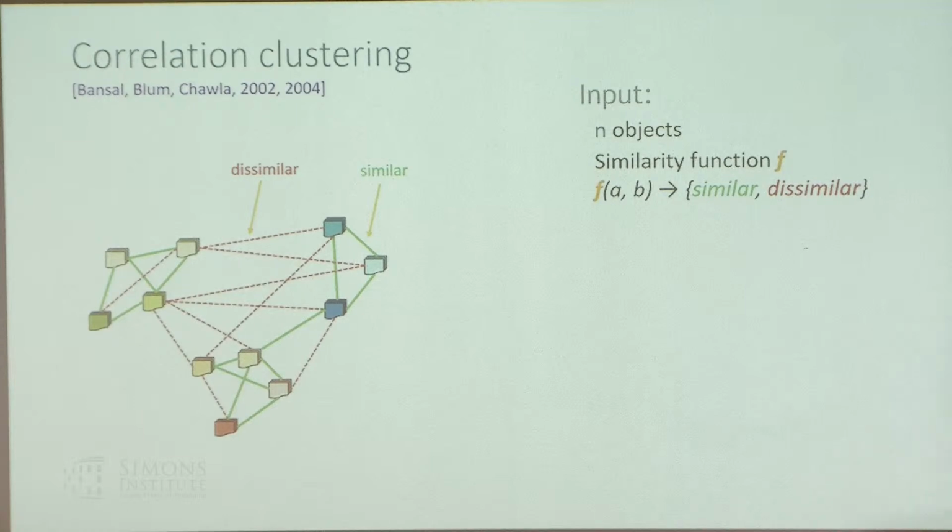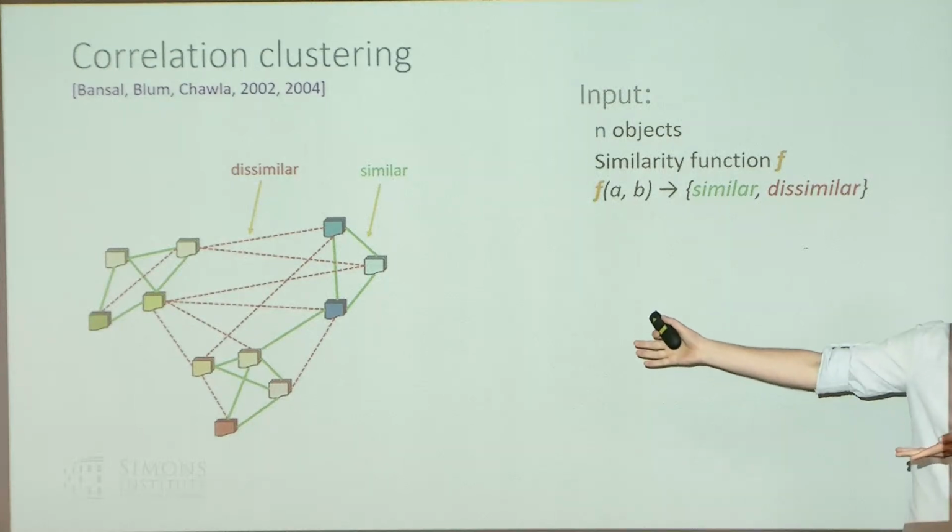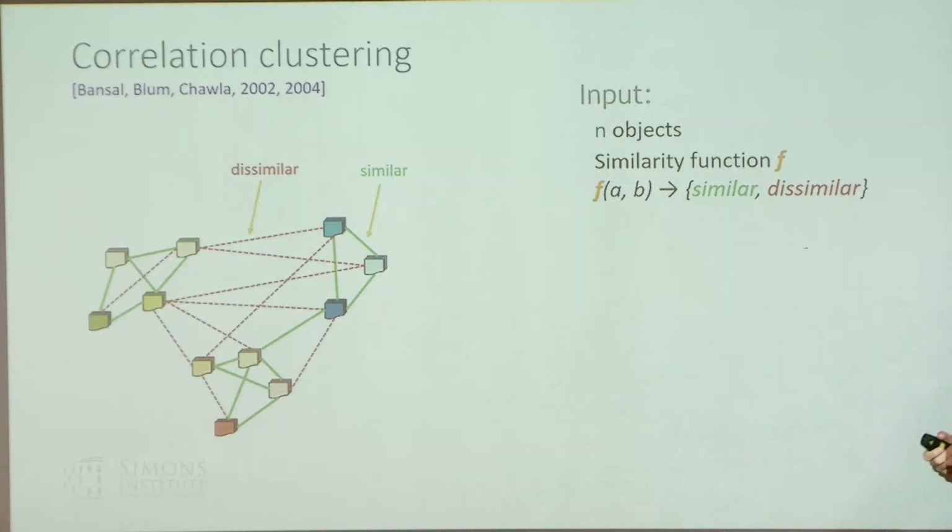As you can see immediately, we can think about this simply as a graph, right? And we have edges. In a typical setting, we keep only these solid edges. But if there is no edge between two vertices in the graph corresponding to objects, we think that these two objects are dissimilar. So this is the input. What would you like to solve?